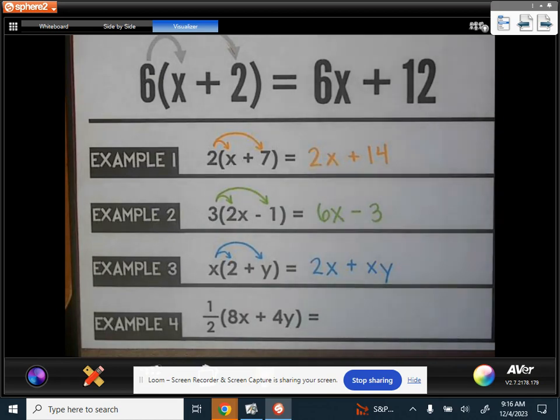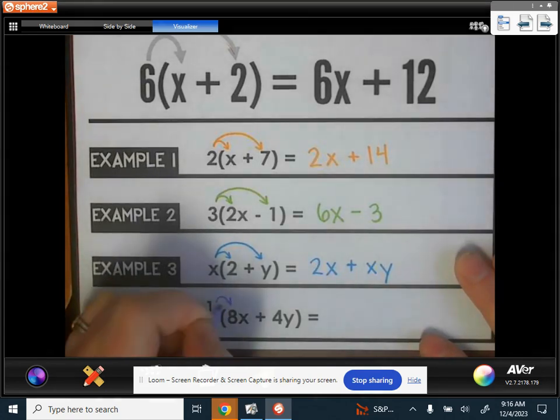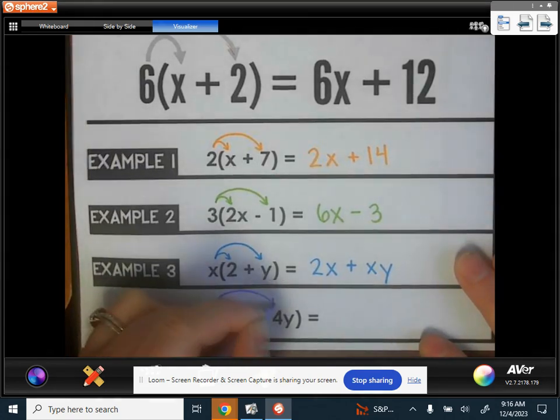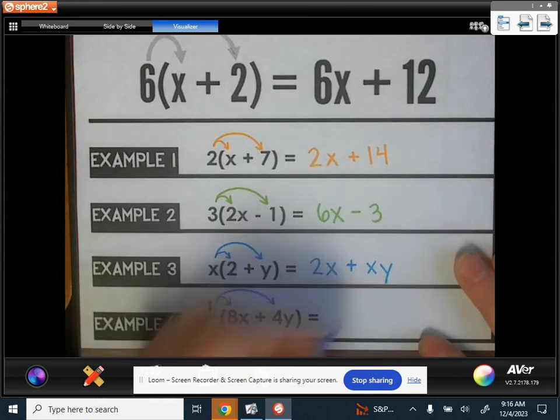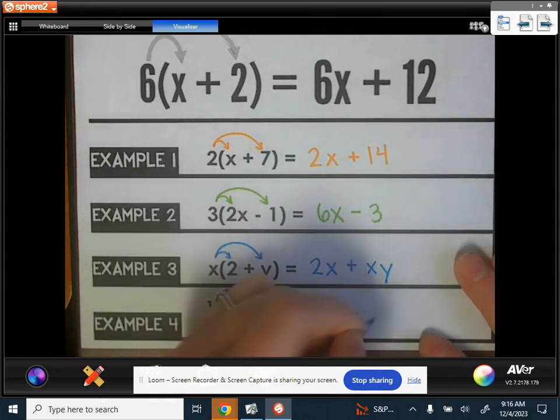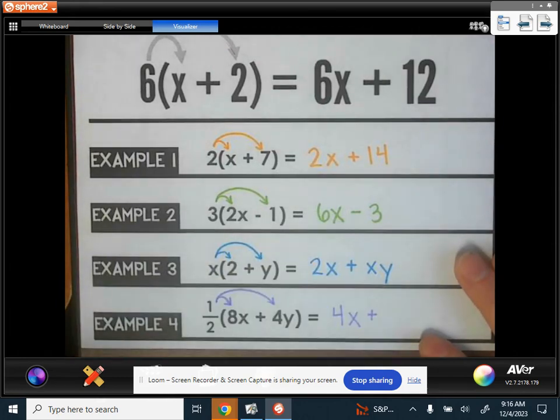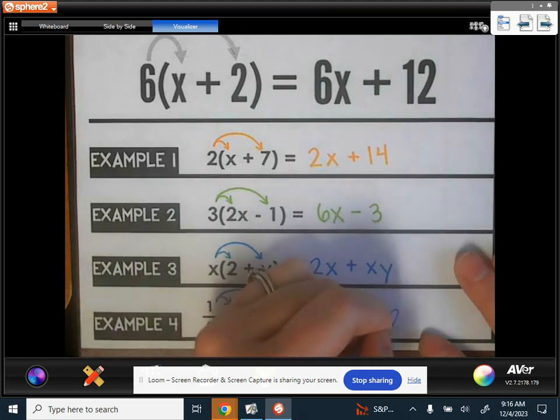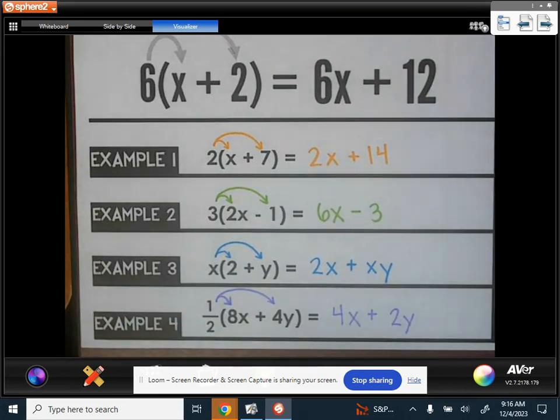Okay, the last one looks a little bit different because we have a fraction on the outside. But remember that if you find half of something, you're cutting it in half. You're dividing it by 2. So we're literally just finding half of 8x and then half of 4y. So half of 8x would just be 4x. My plus sign is going to stay the same. And half of 4y would just be 2y. So our answer is 4x plus 2y.